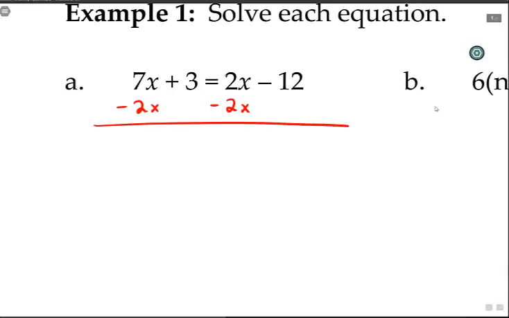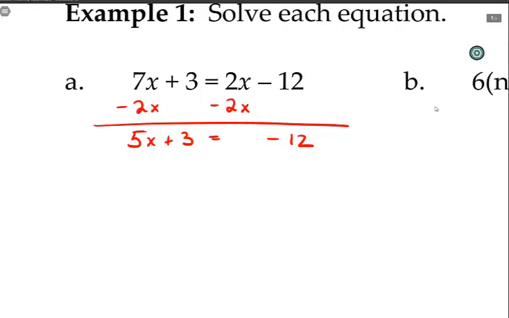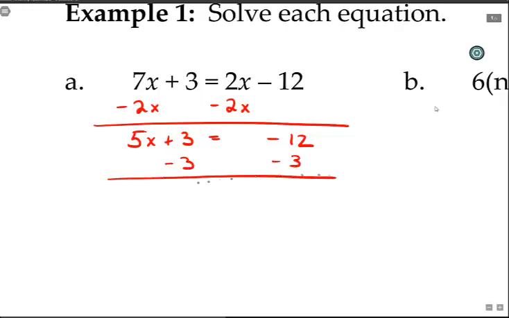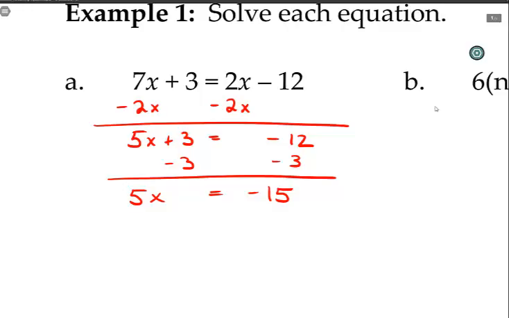I subtract because it's the opposite of a positive 2x. That gives me 5x plus 3 equals -12. And now I'm going to undo this problem by getting rid of the plus 3 first, and to do that I'm going to subtract 3 from both sides. That now gives me 5x equals -15. You'll notice I'm working down on my paper and not adding a -3 to each of the sides of the equation, and that's how I'd like you to continue to do that.